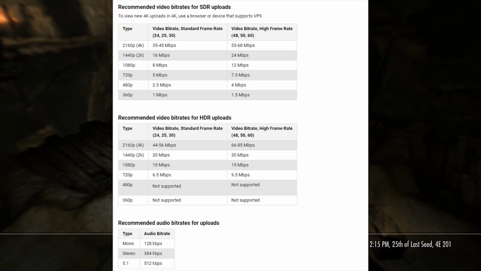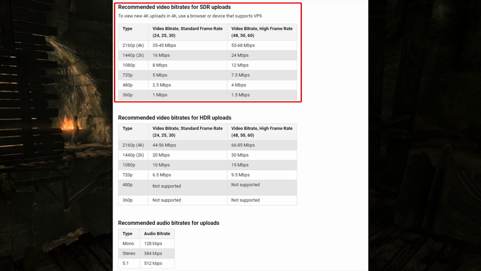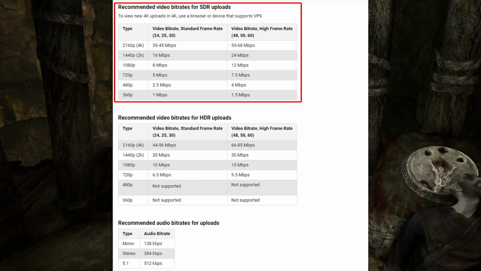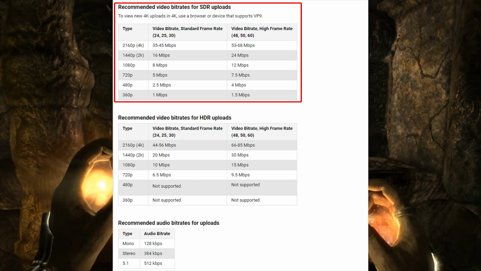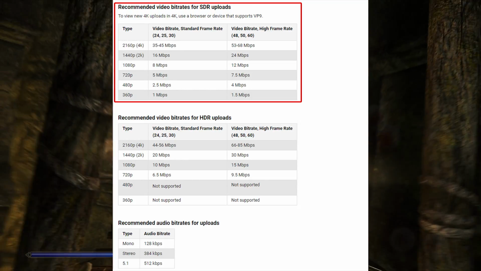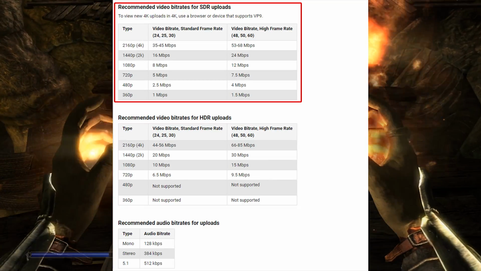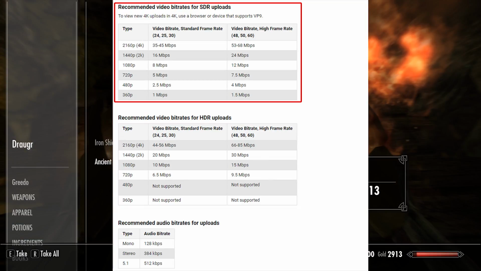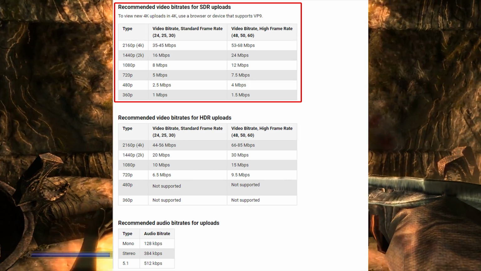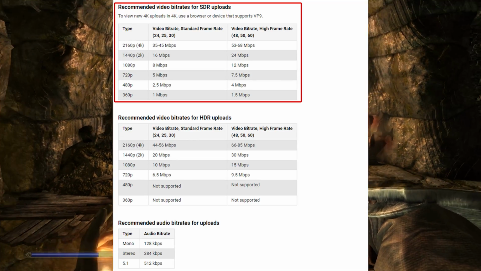The one we're going to be focusing on today is, of course, the SDR, because I do not have an HDR capable TV, and I certainly wouldn't even know if HDR was being displayed. So we're going to be focusing on the SDR side of things, and those are the bit rates that YouTube wants us to use when encoding our videos for their platform. My biggest problem here is that none of these numbers are correct.